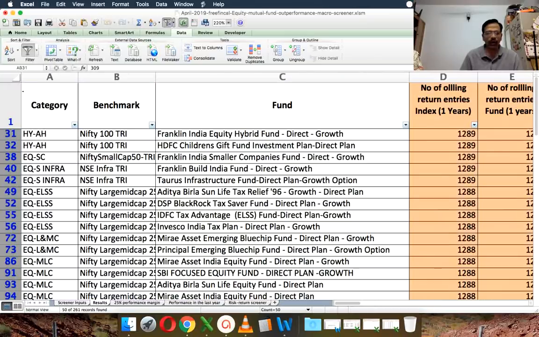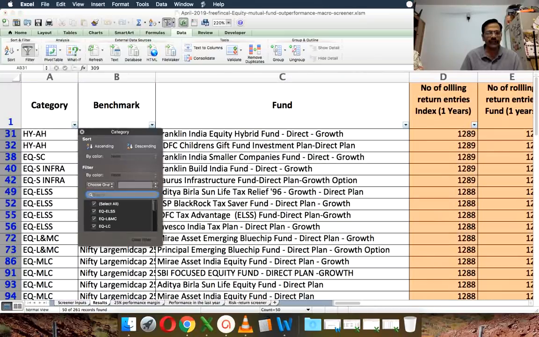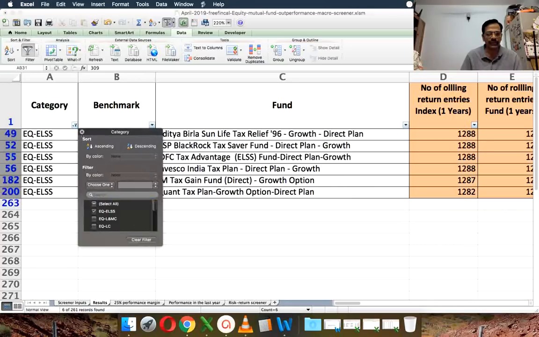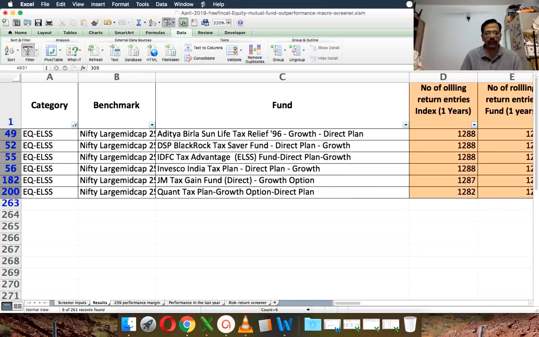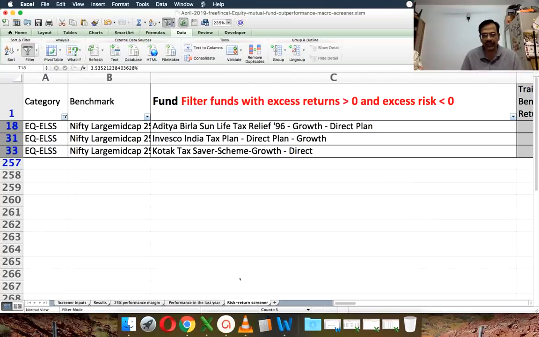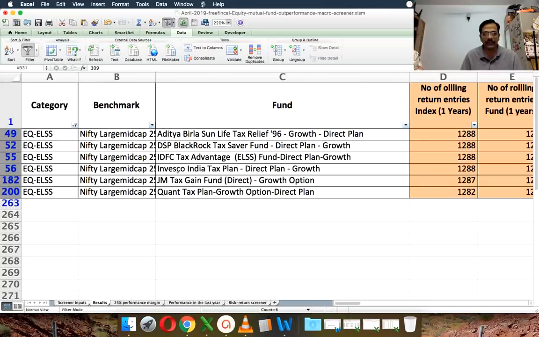Now I will go here and I will select the category again. So I'll unselect all of them, choose ELSS, and that's it. So now I have 1, 2, 3, 4, 6 funds, right? Now if I go to the excess return and low risk screener, there are like 3 funds: Aditya Birla, Invesco Tax Plan, Kotak Tax Saver. You can see that Aditya Birla is here, Invesco Tax Saver, but Kotak is not here.